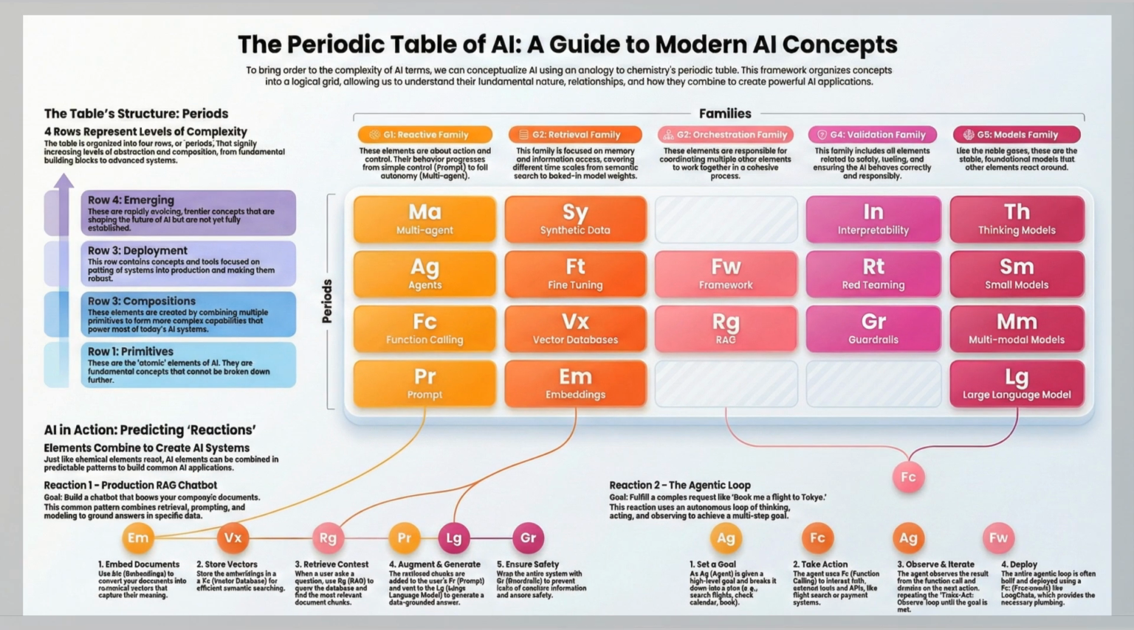Viewing AI as a periodic table highlights how simple capabilities combine into robust applications. Primitives become compositions, which are deployed and continuously extended by emerging ideas. By understanding families, rows, and example workflows like RAG and agent loops, you can design AI systems in a more structured, modular way.